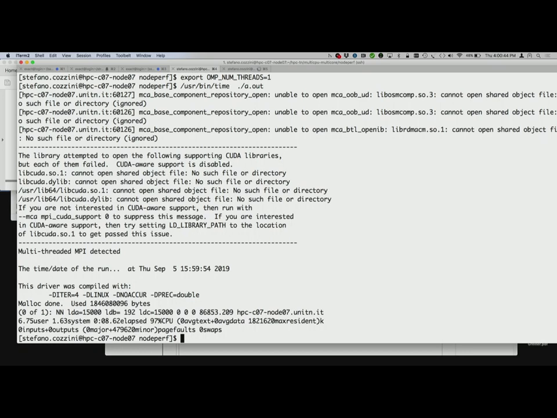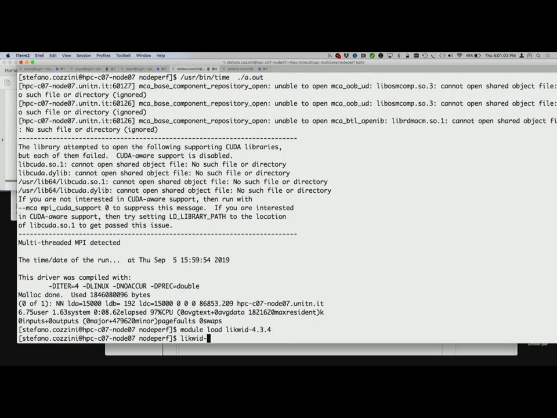Why do we have this? No idea at the moment. But what we can try to do is use likwid. Let's load it. Module load likwid, and say likwid-pin -c 0. Let's have the process pinned exactly on one core, and then what else? a.out.